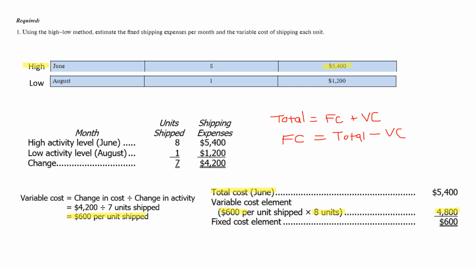So to figure out what our fixed cost element is, we'll take our total cost of 5,400 minus our total variable cost of 4,800 to get our total fixed cost of $600. So this is the answer to our second part of the question, or really the first part. Our fixed shipping expense per month is $600.